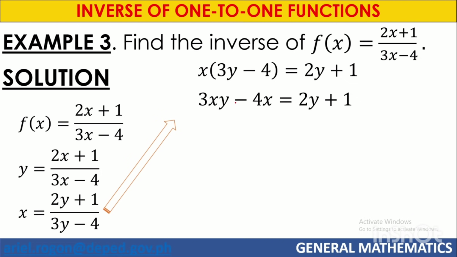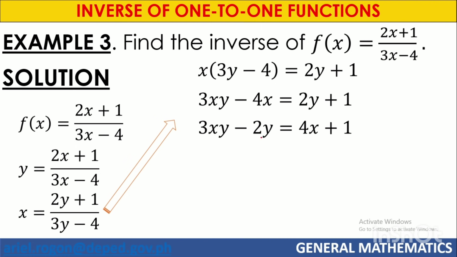I-group natin. Ano ang i-group natin dyan? I-group natin yung may alin kaya ang i-group natin dyan? Of course, yung may y, kasi y yung sinusolve natin. So, meron tayong y na sa 3xy, tapos dito may y din tayo. So, i-group natin silang dalawa. So, 2y, lipat mo doon para magkasama sila nitong 3xy. So, ito na yon. 3xy minus 2y, si negative 4x, lipat sa kabila, magiging 4x plus 1.